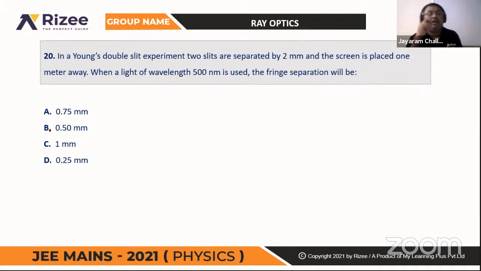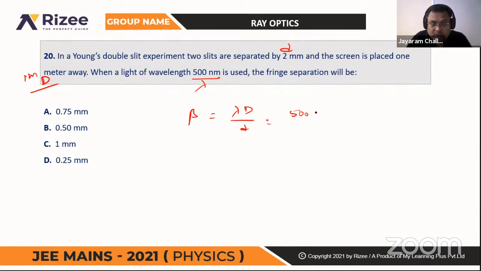Next one. In the YDSE experiment again, two slits are separated by a distance of 2 mm, which is small d. The screen is placed at a distance of 1 meter, which is capital D. When light of wavelength 500 nanometers is used, what will the fringe width be, he is asking. So what are the things he has given? Lambda, capital D, small d. Beta, the fringe width, is equal to lambda into capital D by small d. This is 500 nanometers, 10 to the power of minus 9, into capital D, which is 1 meter, by 2 into 10 to the power of minus 3.